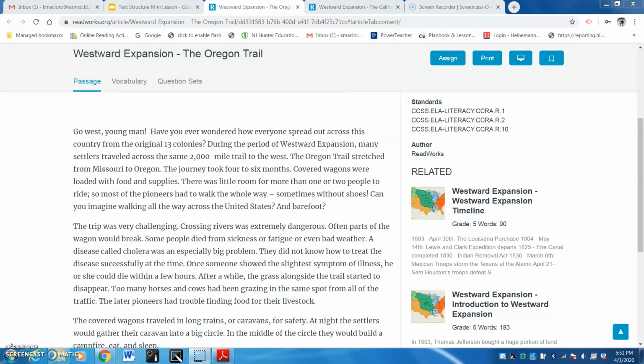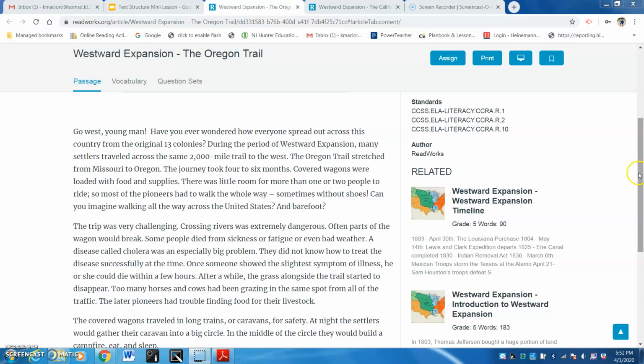So this whole article was telling me about how people died from sickness, fatigue, or bad weather. They gave examples of the cholera problem. They didn't know how to treat it. That seems like a solution. They also gave another problem: the grass alongside the trail started to disappear. So their livestock had no food to eat. So I would agree this is a problem and solution paragraph.